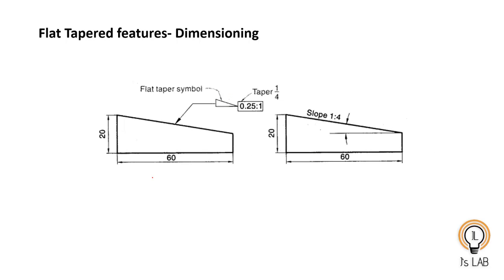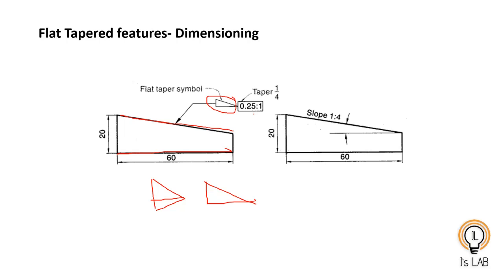Now flat tapered features, there is a small difference here. One is this portion is flat, only this portion is tapered. So you can see this is the flat taper symbol. Before that one we used this one. This is taper, and this one is flat taper. That means half of that one is tapered.